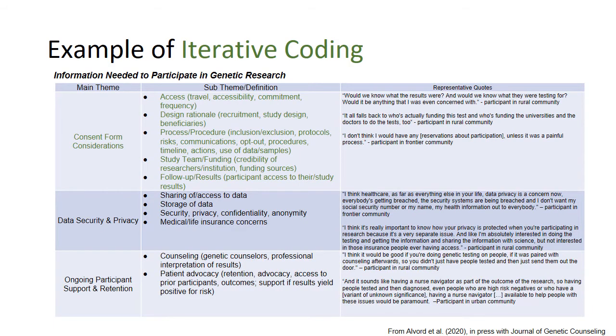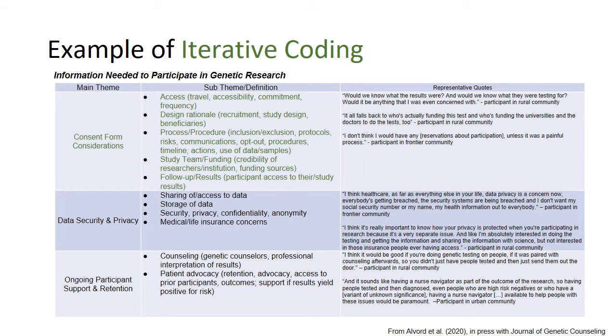As an example of an iterative coding process, this is from the same study. When we were developing this, we had these sub-themes in green as different codes. People would describe the information that they would need in order to participate in genetic research. They might ask, how much do I need to travel? Or, what is the actual risk or process that I would be going through? Or, who are the people that are doing the data? Or, when will I find out my results?